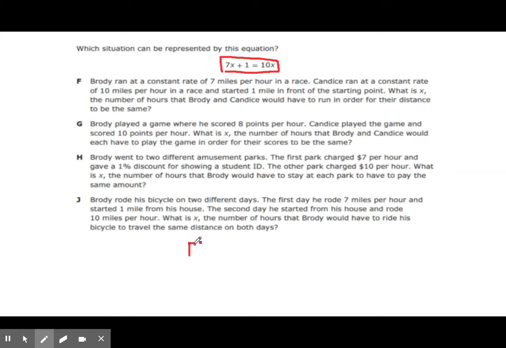Again, we're comparing Brody to Candace. They need to be the same. Here's that word, same. So what do we know about Brody? Brody ran a constant rate of 7 miles per hour. Again, here's that word per. That tells me I'm multiplying. So I need to multiply that 7 times the number of hours. Do we know the number of hours? No, that's our variable. That's our unknown. So I'm going to take that 7 and multiply it by x, the number of hours.